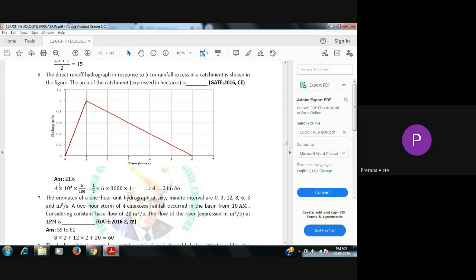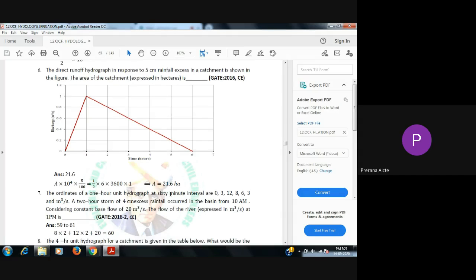Now see, catchment area A into 10 power 4 means square meter. If you multiply by 10 power 4, it is in square meter. A in hectares multiplied by 10 power 4 means square meter, into 5 centimeter effective rainfall, 5 by 100 in meters. That will equal the area of the direct runoff hydrograph, half B into H, that is, 1 meter per second into 60 into 60. That's all. So we are supposed to get 21.6 hectares directly.